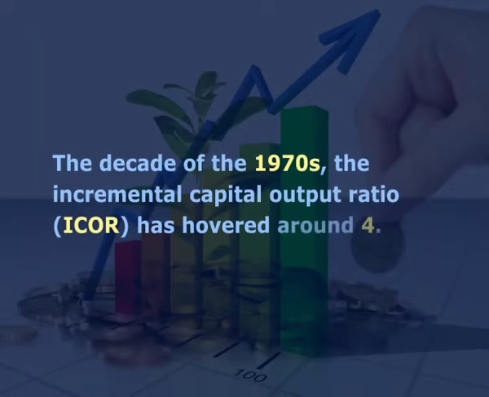Barring the decade of the 1970s, the incremental capital output ratio, popularly known as ICOR, has hovered around 4. There are some signs of improvement in domestic productivity in the post-reform period. Cross-country comparison indicates that ICOR has been amongst the lowest in India. This is especially true of the period since the 1980s onwards.